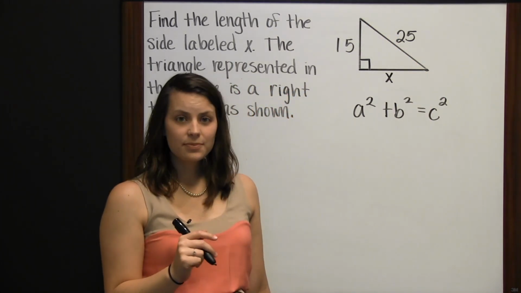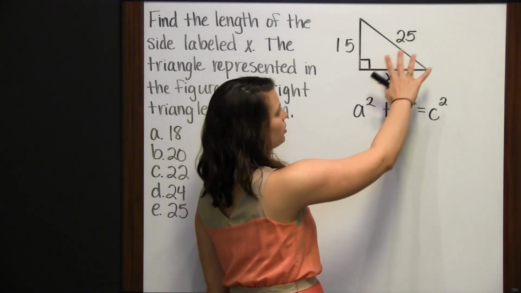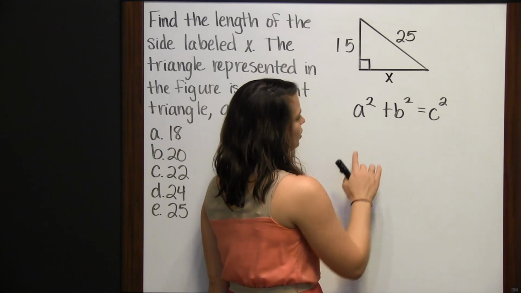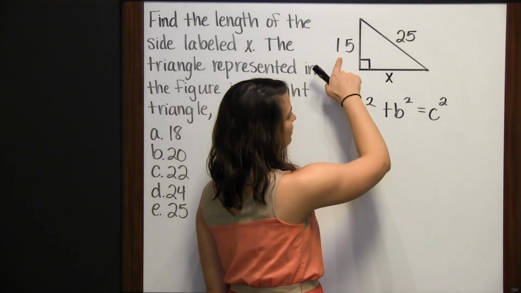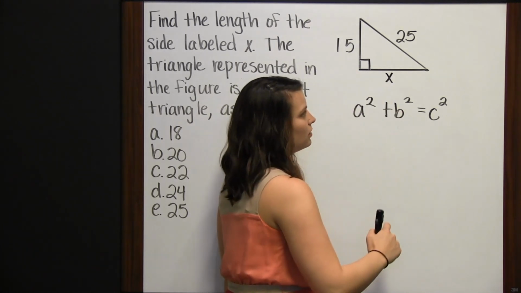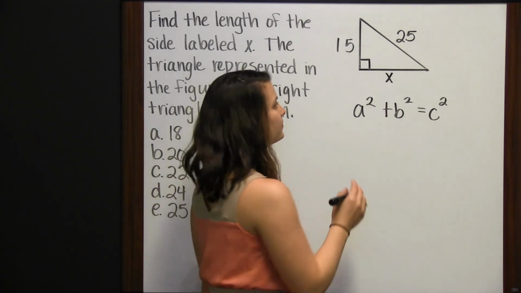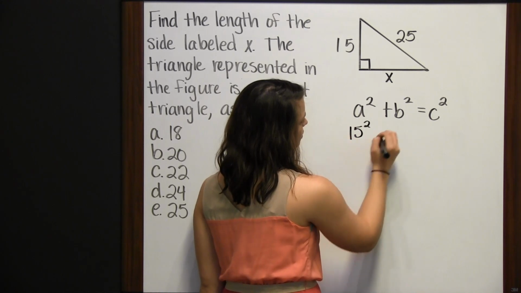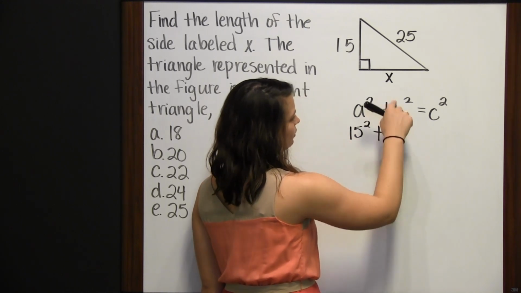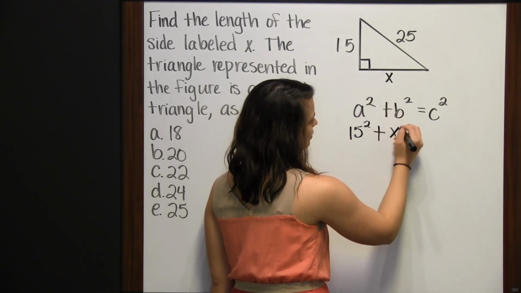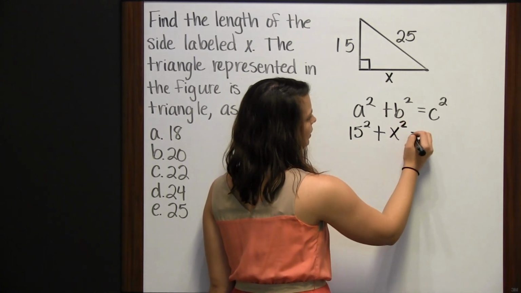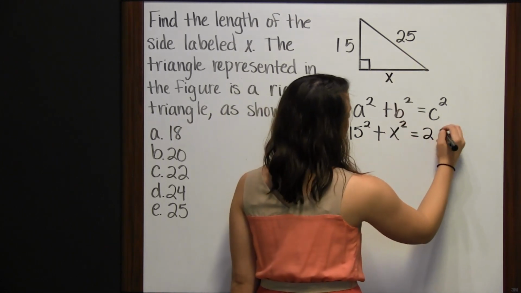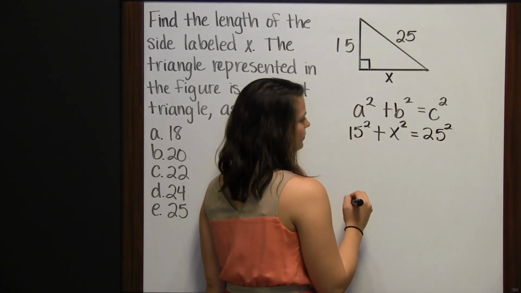So now we need to substitute the values from our triangle into the Pythagorean theorem. Your A could either be 15 or X, because both of those are legs. So I'm going to use 15. 15 squared plus, and I can replace b with x, x squared, equals, c again is the hypotenuse, which is 25 squared.